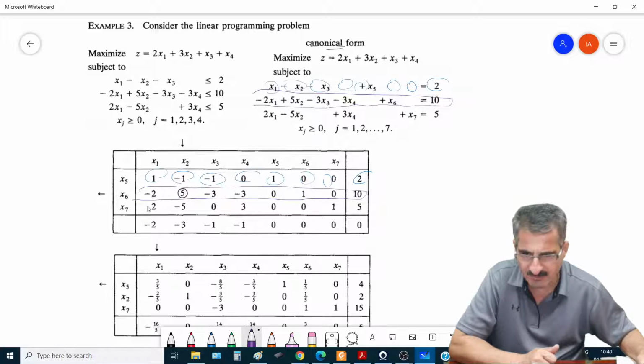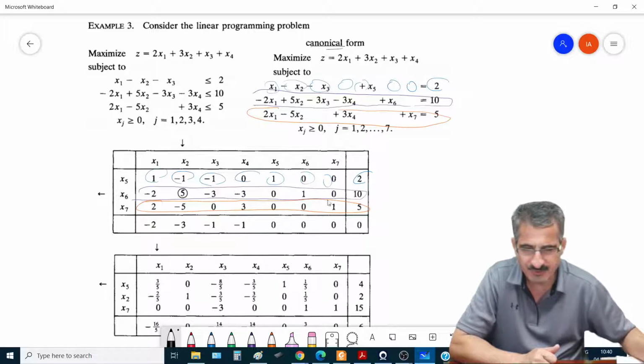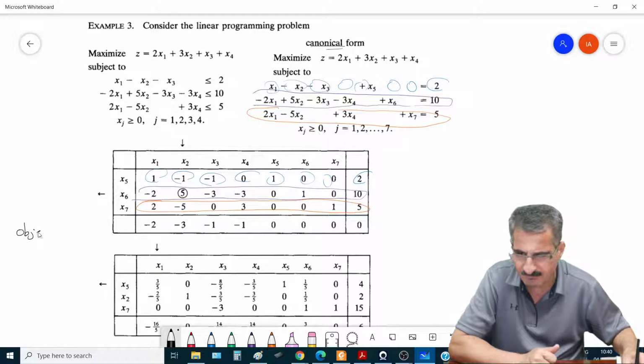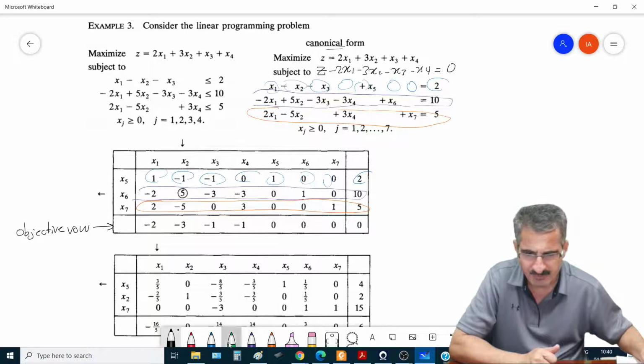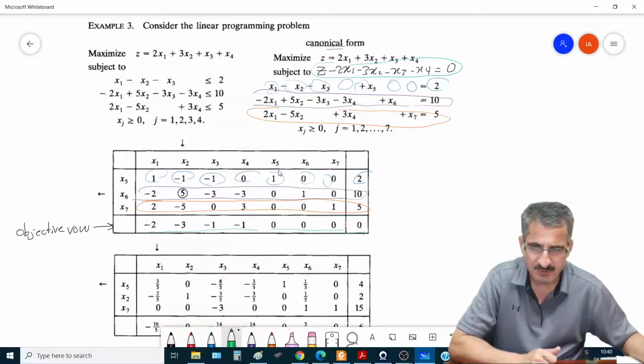Okay, and now this is the third row. And we get the objective row from z minus 2x1 minus 3x2 minus x3 minus x4 equals 0. So this gives me negative 2, negative 3, negative 1, negative 1, 0, 0, 0. Okay, good. So we got the table.